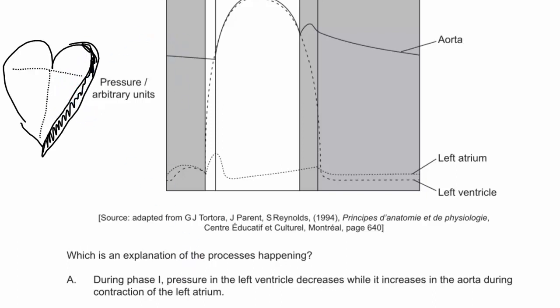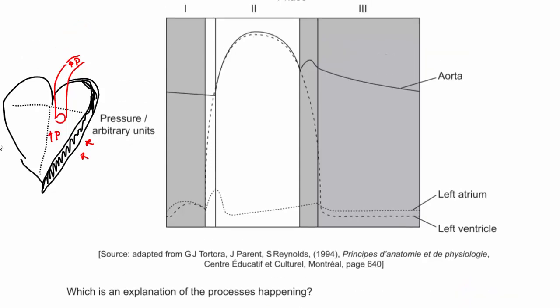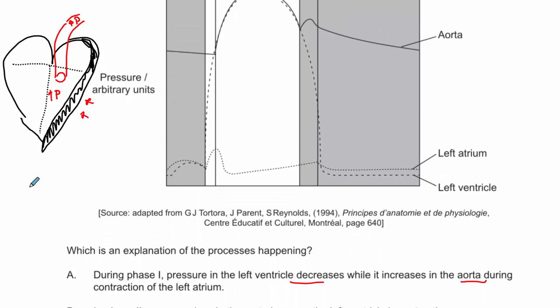When this left ventricle contracts, it flushes blood out into the aorta, which goes like this. And when this happens, the pressure is high both in the ventricle and in the aorta at the same time. So during phase 1 you can't have decreasing pressure in the ventricle and increasing pressure in the aorta. It's impossible because they are connected during the stroke. And anyways, it's the wrong phase.